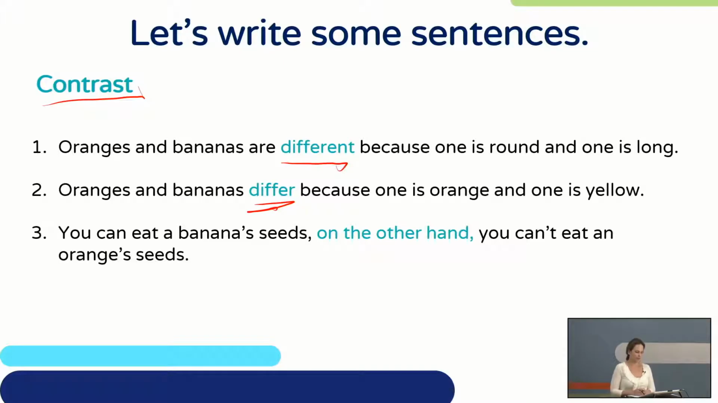Number 3, you can eat a banana's seeds. On the other hand, you can't eat an orange's seeds. Great. On the other hand is also, we said, a signal phrase that we know we need to contrast things. Great job. I bet we had some similar answers. Let's move on.